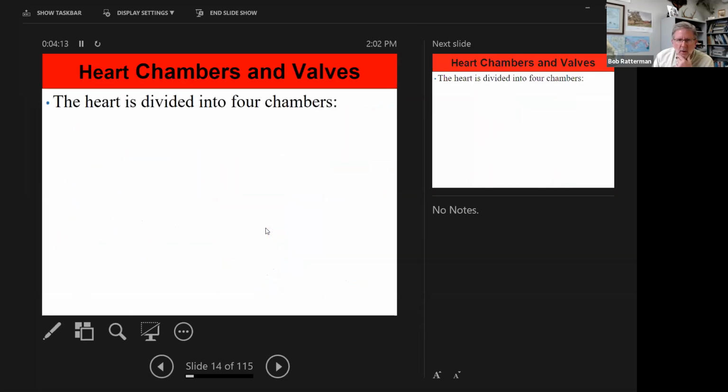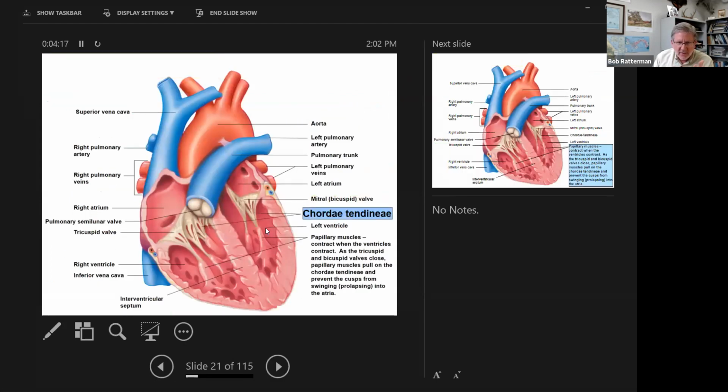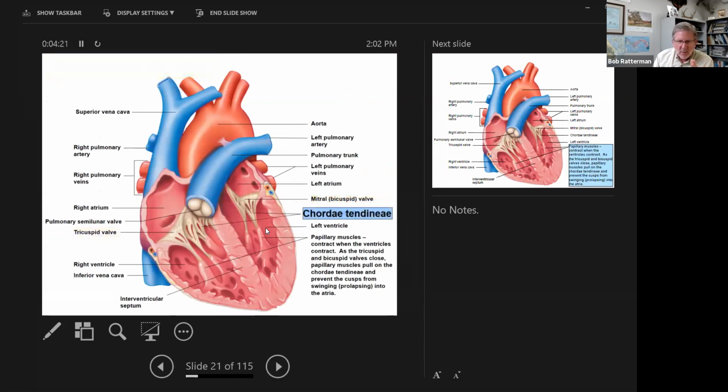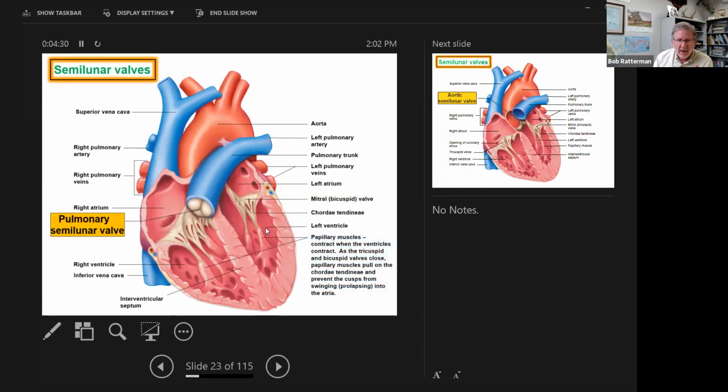Okay, so these slides just kind of lay out the different chambers. So here's what we looked at a moment ago, and now we're just focusing on a particular set of structures, which I've already talked about. So I won't talk about that right now.